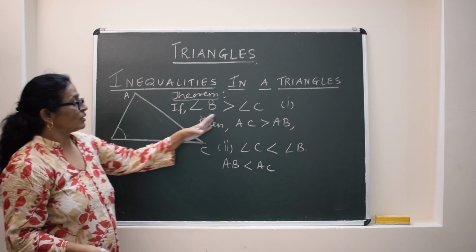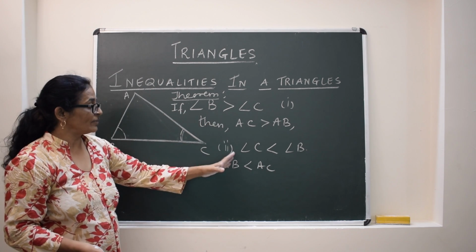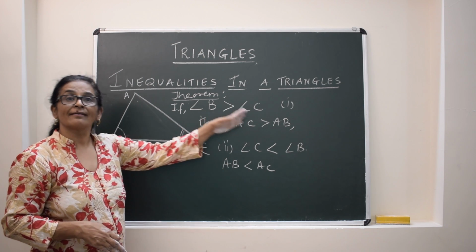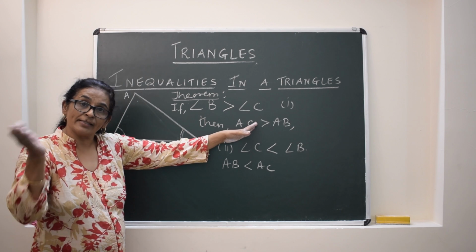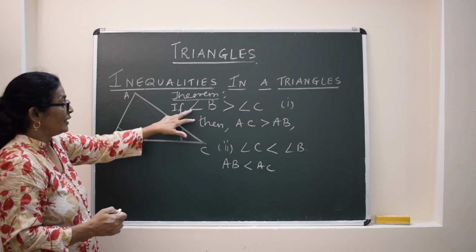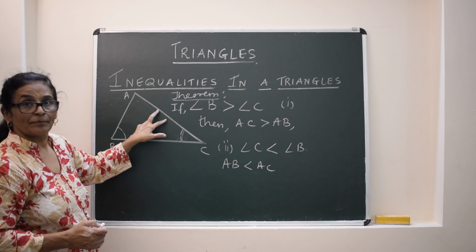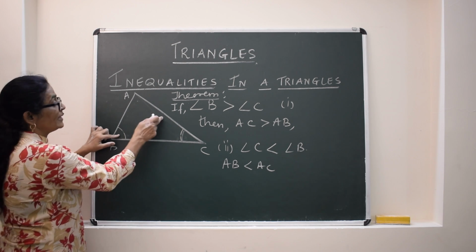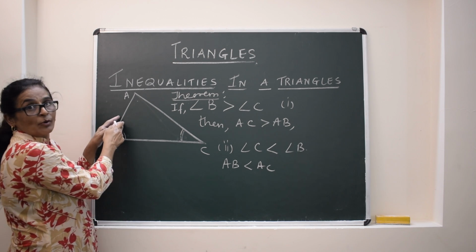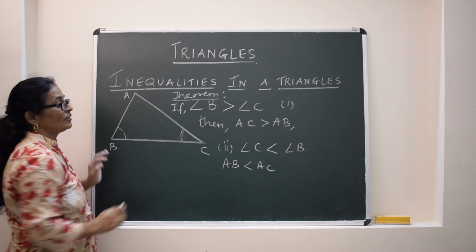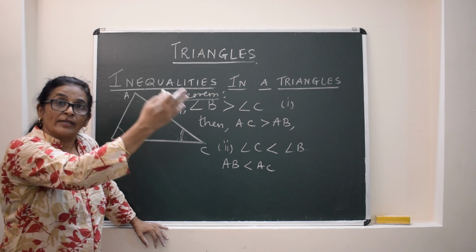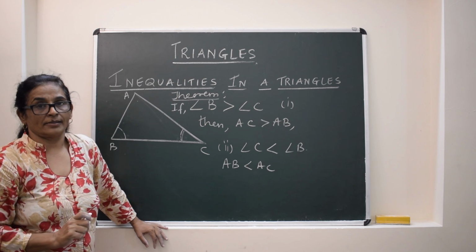So either you talk about the greater angle, or differently, if you are just saying the opposite of that. Either you say angle B is greater than angle C, or angle C is less than angle B, the meaning is the same. But the sides will be different. In front of angle B, this is AC. So if B is greater, AC will be greater. If C is smaller, AB is smaller. Okay? So this is the theorem which gives you the comparison of either two sides or two angles.